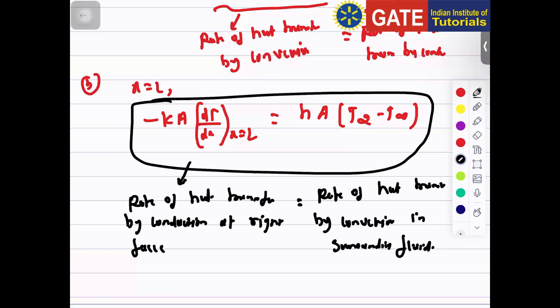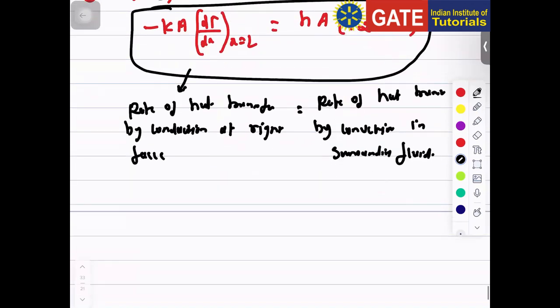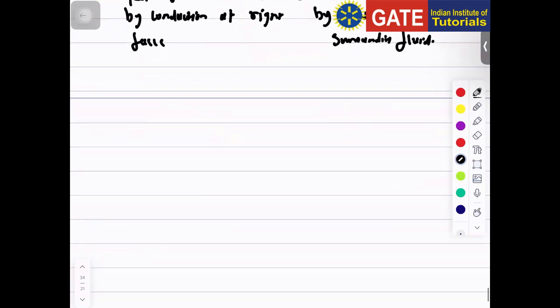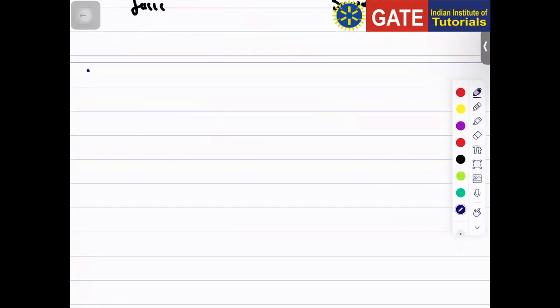Is there any doubt till now? Everything is clear? Okay, so now I'll be talking about the fourth boundary condition, that is the interface boundary condition.